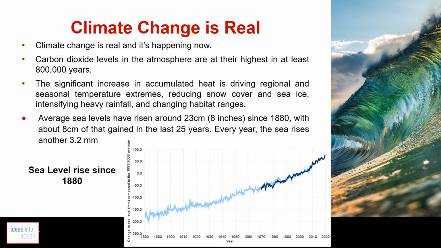Carbon dioxide levels in the atmosphere are at the highest in at least 800,000 years. The significant increase in accumulated heat is driving regional and seasonal temperature extremes, reducing snow cover and sea ice, intensifying heavy rainfall, and changing habitat ranges for plants and animals. Average sea levels have risen around 23 centimetres, that's 8 inches, since 1880, with about 8 centimetres of that gained in the last 25 years. Every year the sea rises another 3.2 millimetres.